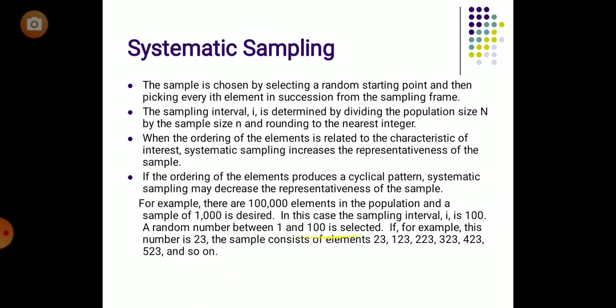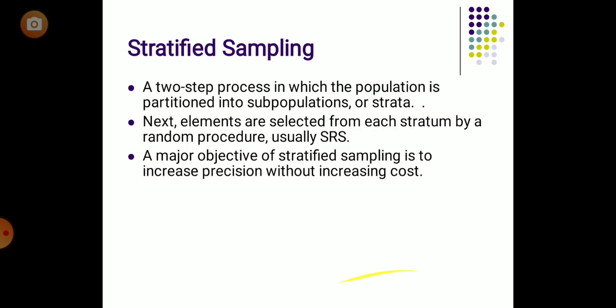So the researcher needs to select a random number between 1 to 100, any random number. For this example the researcher has selected 23. After that, at every interval of 100 the researcher will select the sample. So 23 plus 100 is 123, 123 plus 100 is 223. So those whose numbers are 23, 123, 223, and so on, the researcher will select them as a sample. So this is an example of systematic sampling.